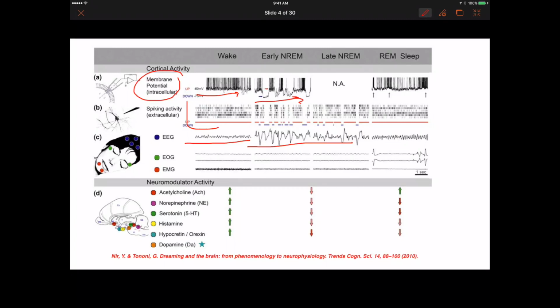Now, during REM sleep, you see that the eye movements are active as seen here, and this is of course the classical REM. Now, the electromyogram records muscle activity, and muscle activity in REM is totally shut down.